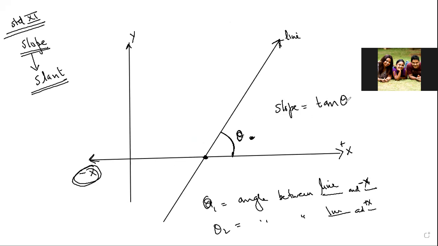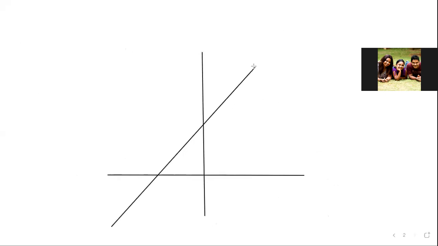Tan of which angle? The angle between the line and the positive x-axis. So if I say the slope of the line L1, then you have to say it is the angle between the line L1 and the positive x-axis, and you need to take tan of that angle. Is it clear? Yes, sir. To verify whether you understood or not, I'm going to ask you this question. Look at this diagram and tell me what is the slope of this line.